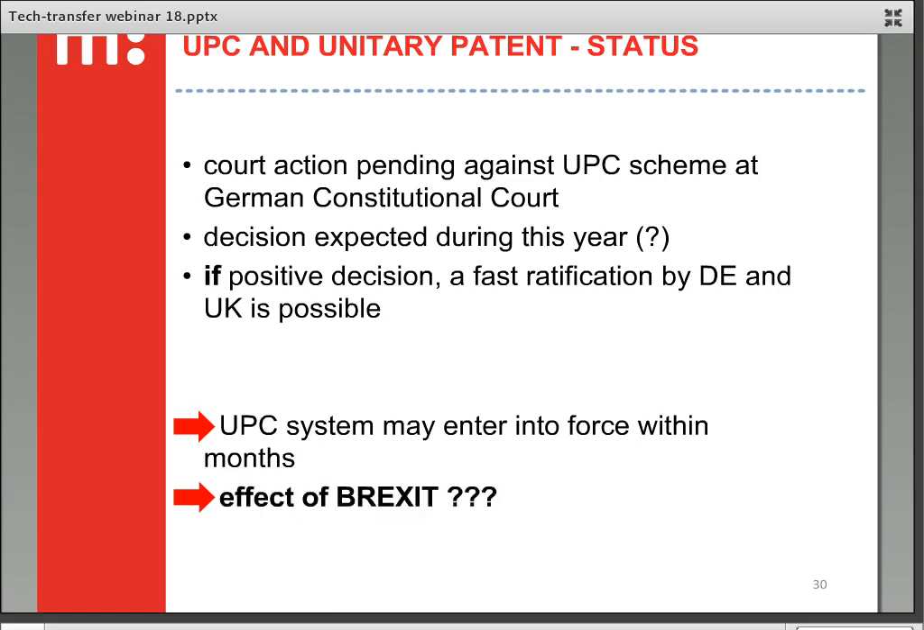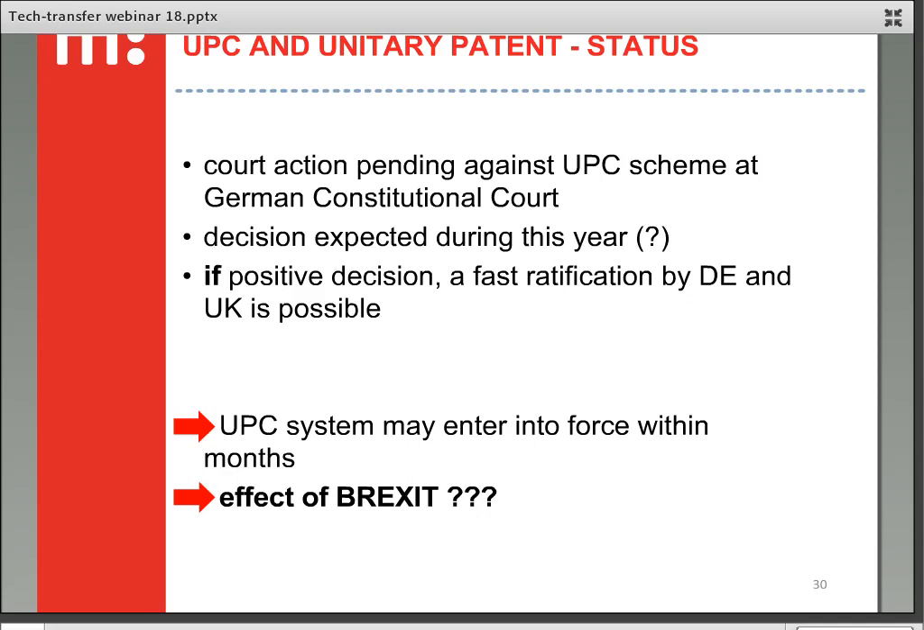However, we don't know what will be the effect of Brexit. Some people say the UK cannot stay within the agreement. Some say it can stay in the agreement. We'll have to wait and see. And there are even rumors that the German Constitutional Court will extend the proceedings until the effect of Brexit is there, in order to at least not have a situation before Brexit which may lead to a lot of problems afterwards.